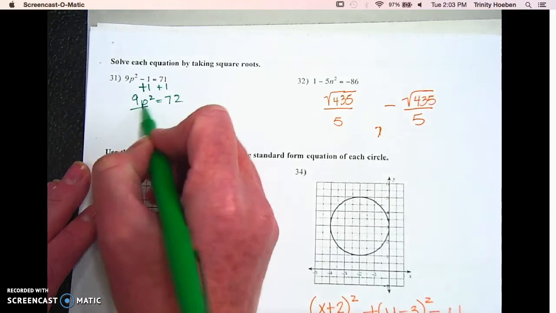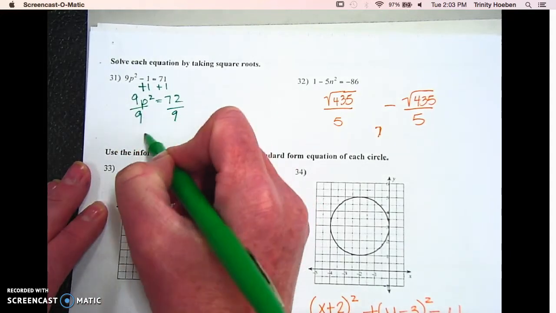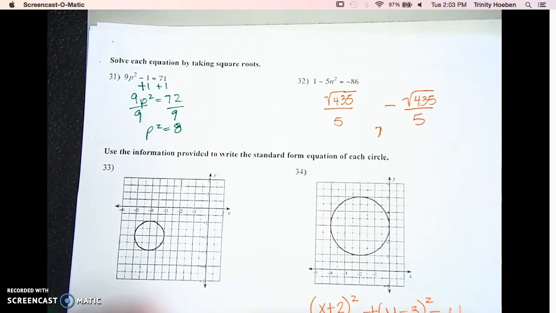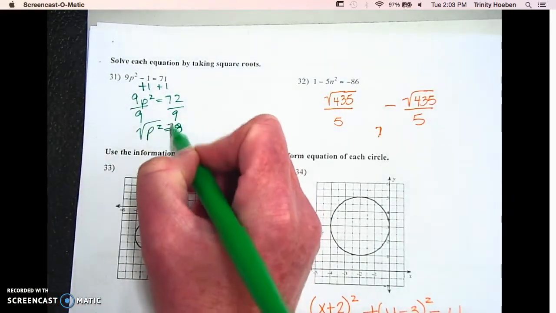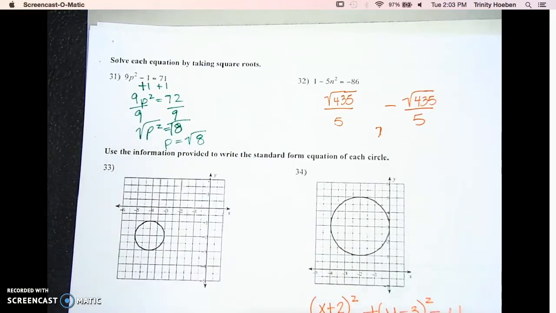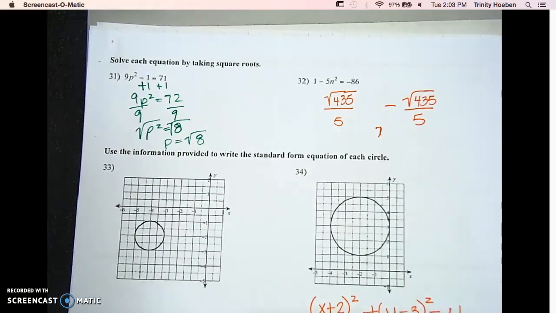Then we divide both sides by 9. We get p squared equals 8. And then when you take the square root of both sides, you're going to get p equals the square root of 8. You could be asked to give that as a decimal, which you just type in your calculator, or you could be asked to give it as a simplified radical.